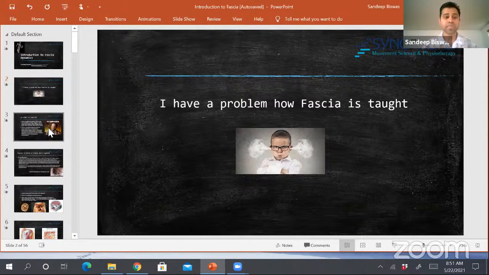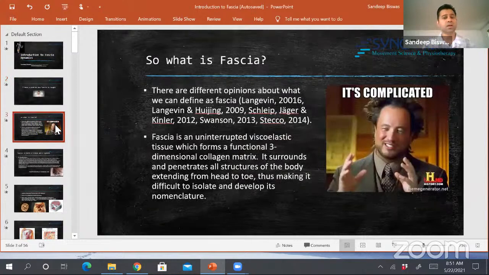So over the years, different authors and different researchers and practitioners came up with different definitions of fascia. There was nothing convincing, okay? For the longest amount of time, people struggled in defining what fascia is. But something which everybody agreed on was that it's a three-dimensional collagen matrix, and it basically surrounds everything in your body from head to toe. It's like if you're wearing a whole suit on your body, something like that.